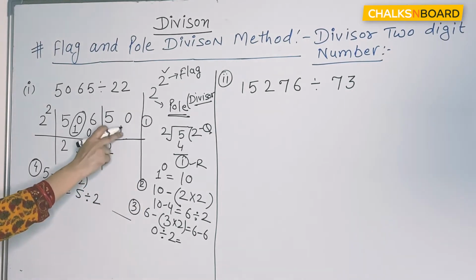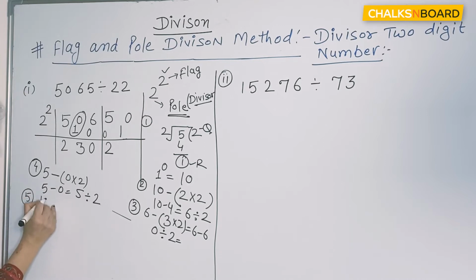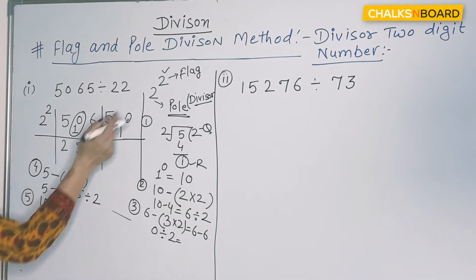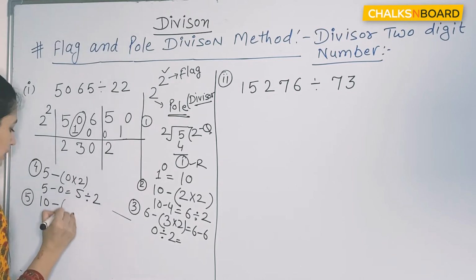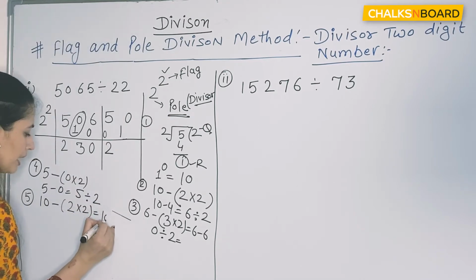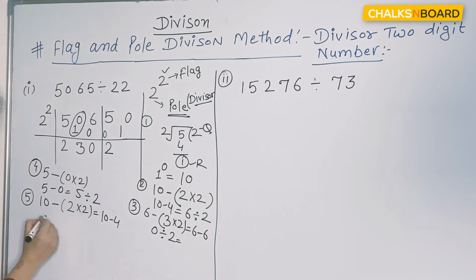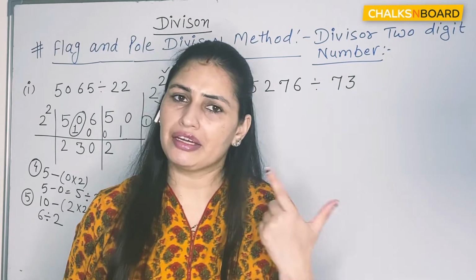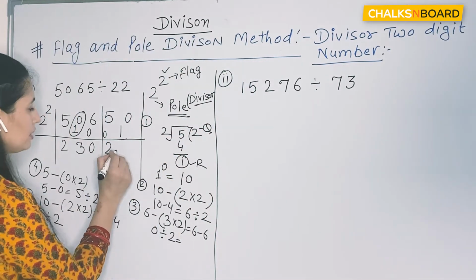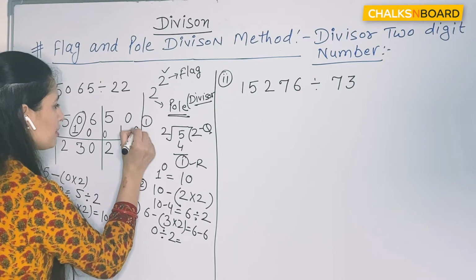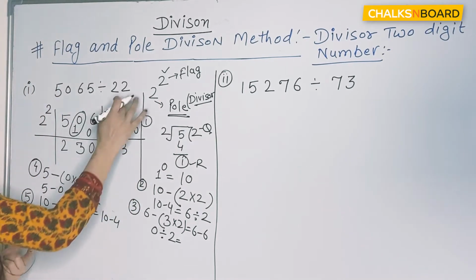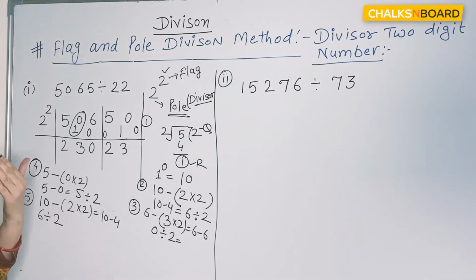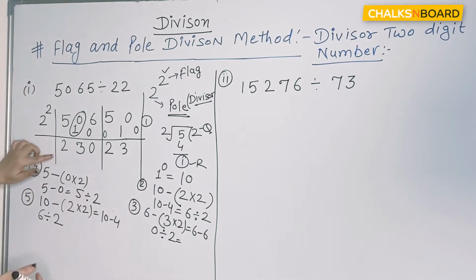That means the next number here is 10. So let's do the same process. That is 10 minus the multiplication of flag with the previous quotient. That is 2 2s are 4. 10 minus 4, that is 6, and 6 divided by the pole, which is 2. And when we divide 6 by 2, that means the quotient is 3 and the remainder 0. So we can put 3 here and the same remainder 0. You can continue this process after this as well, and if you want, you can stop here.